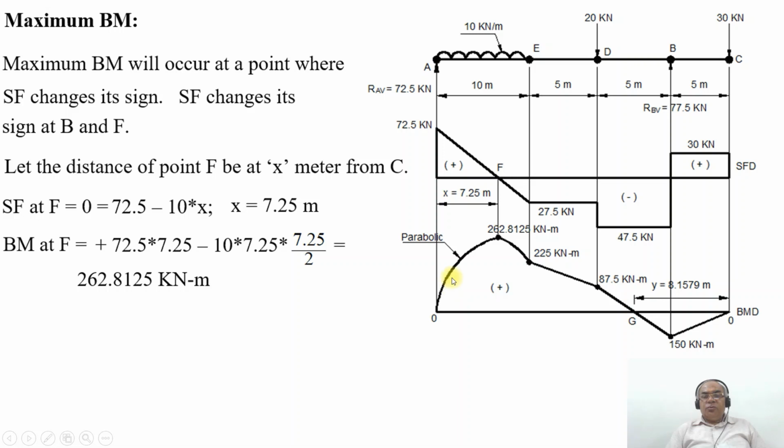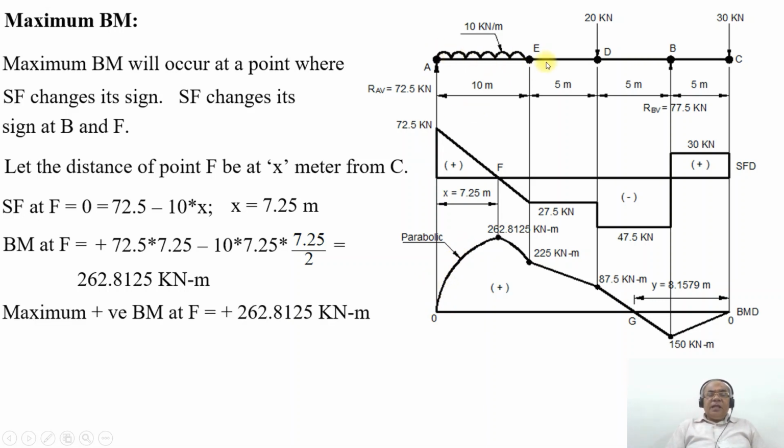Then join between 0 to 262.8125 and from 262.8125 to 225 kilonewton meter. Join these 3 points by means of a parabolic curve because the variation is due to UDL. Now, the maximum positive bending moment is at the point F, which will be equal to plus 262.8125 kilonewton meter, and the maximum negative bending moment is at the point B, which will be equal to minus 150 kilonewton meter. Because these two are where the SF changes its sign from positive to negative and then from negative to positive.